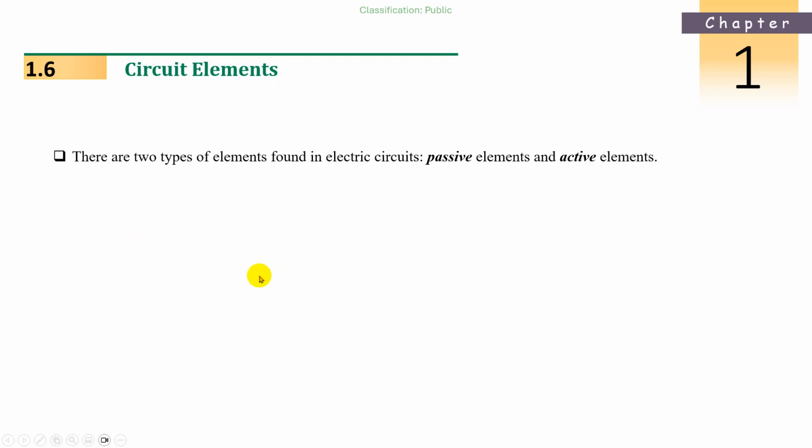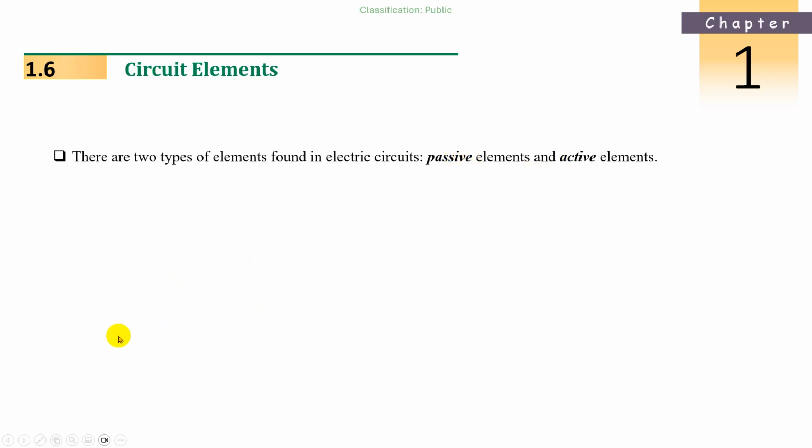Passive means only absorbing type. Resistor generally, for example a lamp. What is a lamp? Inside there is a resistance, so it will absorb energy. It can't give electrical energy, I am telling you. It can give the transformed energy like light and heat. It absorbs and gives, but it cannot generate. So that is called passive elements.